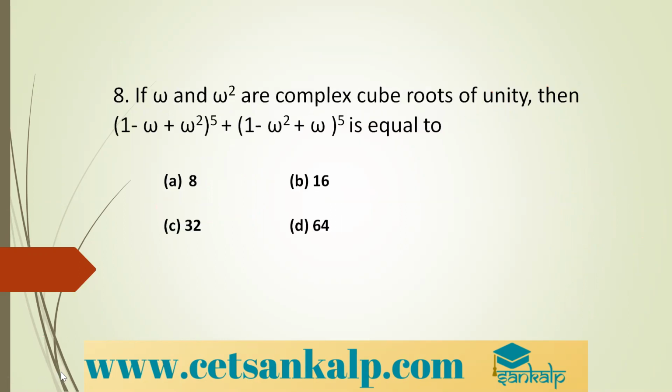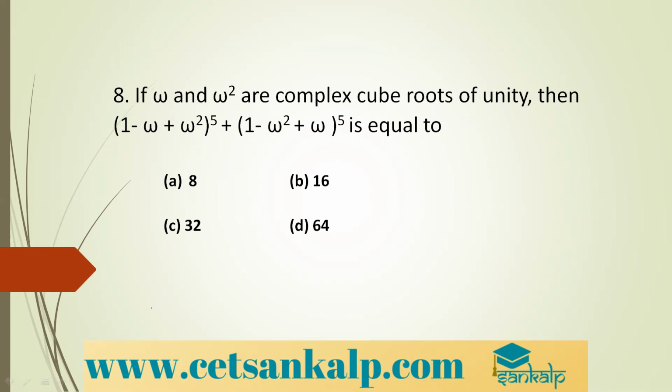Okay, let's go to the next question. Eighth question. If omega and omega square are complex roots of unity, then (1 minus omega plus omega square) whole power 5 plus (1 minus omega square plus omega) whole power 5 is equal to.